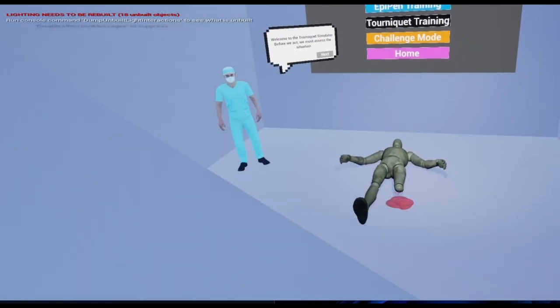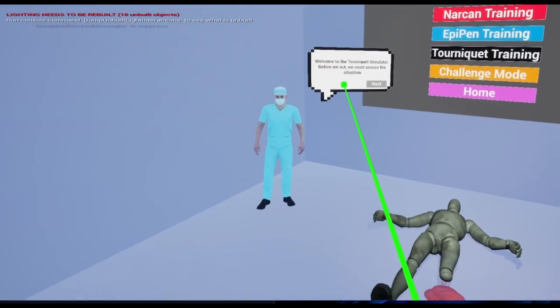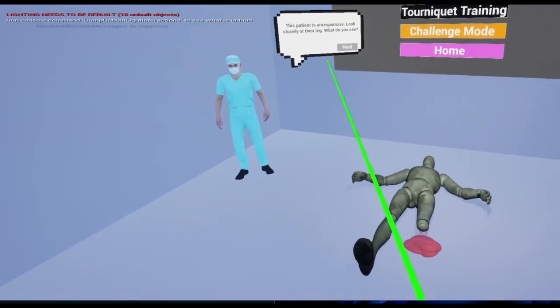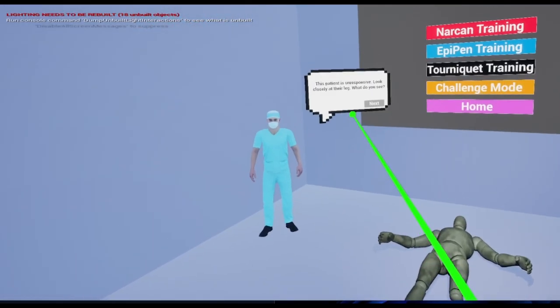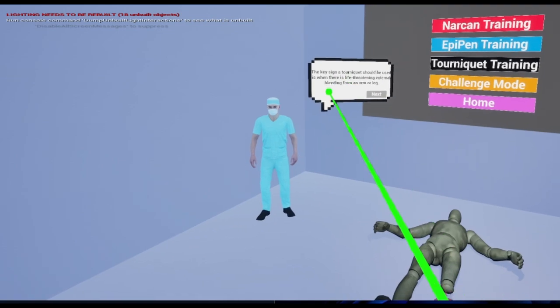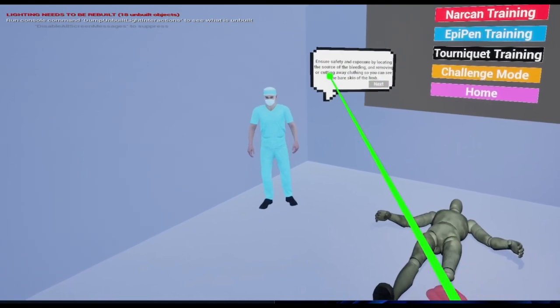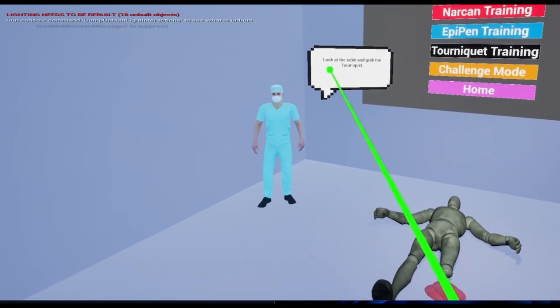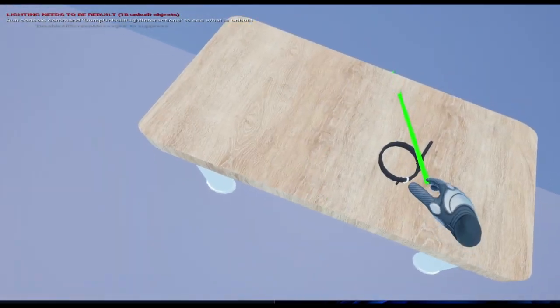Welcome to the tourniquet simulator. Before we act, we must assess. This patient is unresponsive. Look closely at their leg. The key sign a tourniquet should be used is... Ensure safety and exposure by locating the source of the bleeding. Look at the table and grab the tourniquet.